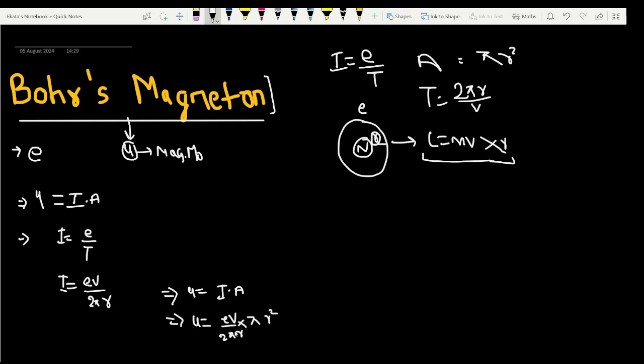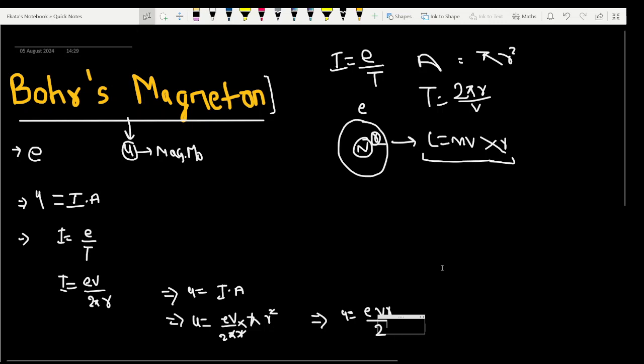So π and π will cancel out, and one r and r will cancel out, and what is left is evr upon 2. This is the expression of the magnetic moment of an electron moving around the nucleus and having the charge e.